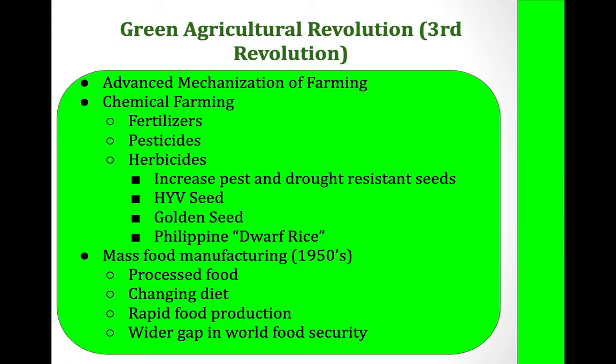We'll see rapid food production, and then we'll begin to see a wider gap in world food security, with developing countries not able to produce the food at the levels of developed countries. Developed countries will be the major exporter of foods and controlling the mass circulation of foods.